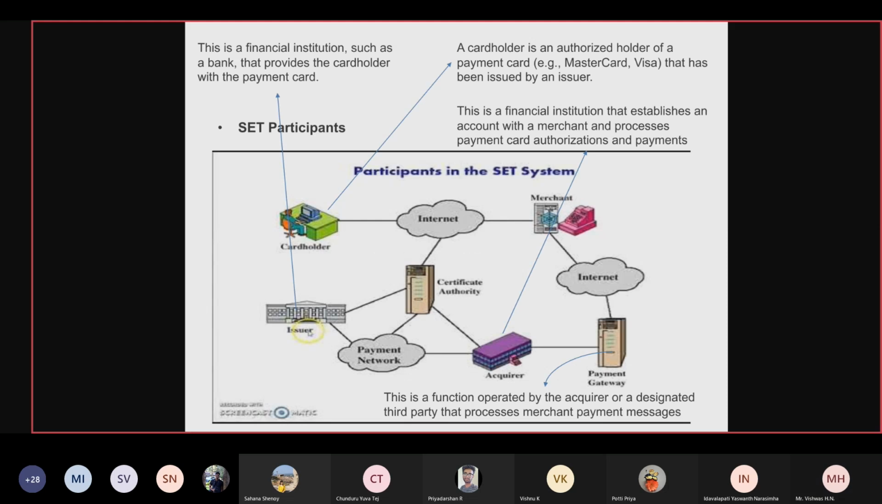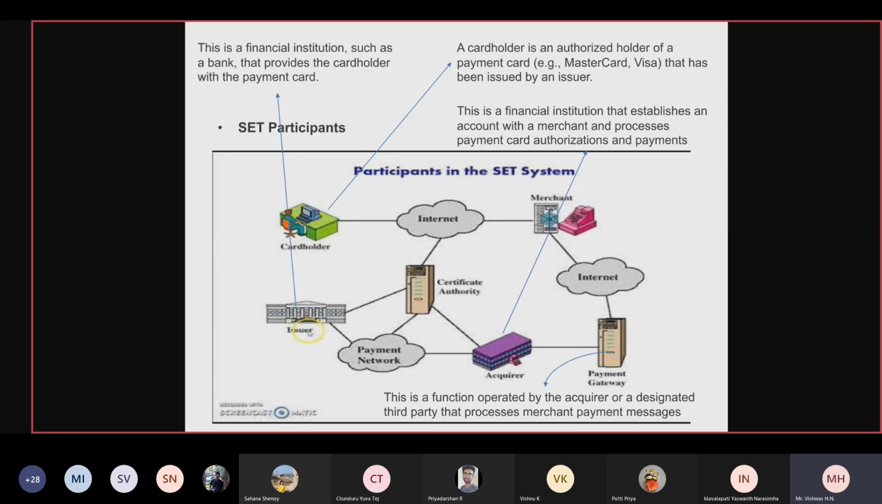Yes. So now the participants in the SET system we can see here. This is the issuer. Basically, who is the issuer? You can see on the left side an issuer. So this is a financial institution such as a bank that provides the cardholder with a payment card. Is that clear?